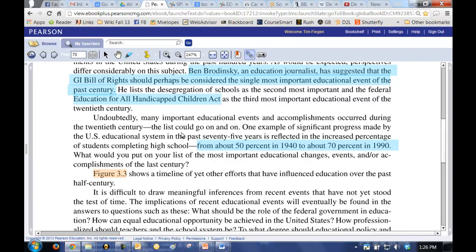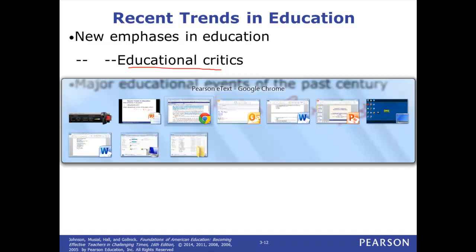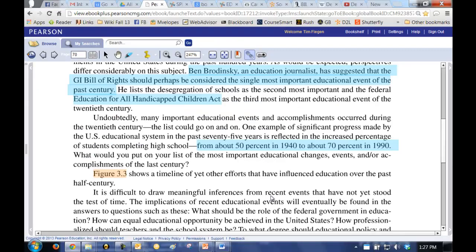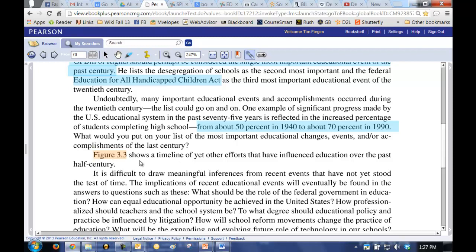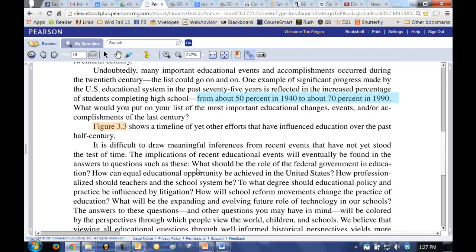One example of significant progress made by the educational system in the past 75 years is the increased percentage of students completing high school, from 50% in the 1940s to 70% in the 1990s. And so you put that here, what happened to the graduation rate. And this would be number 31. That is one accomplishment we have right here on page 70. Then Figure 3.3 shows a timeline of yet other efforts that have influenced education over the past half century.